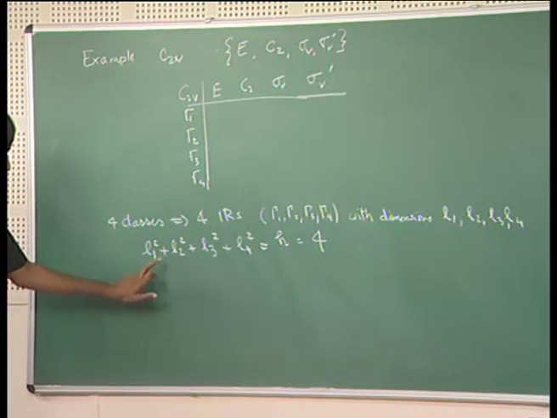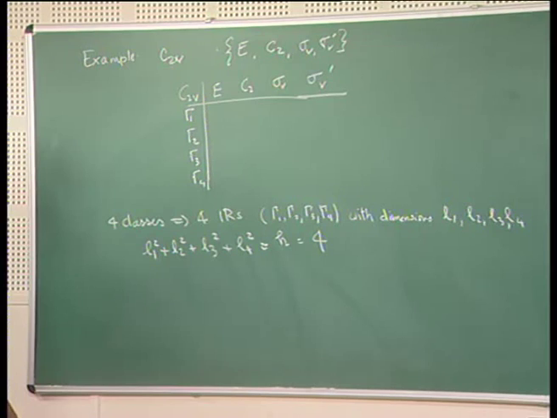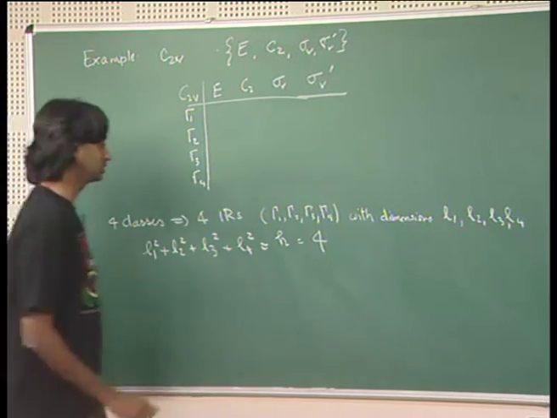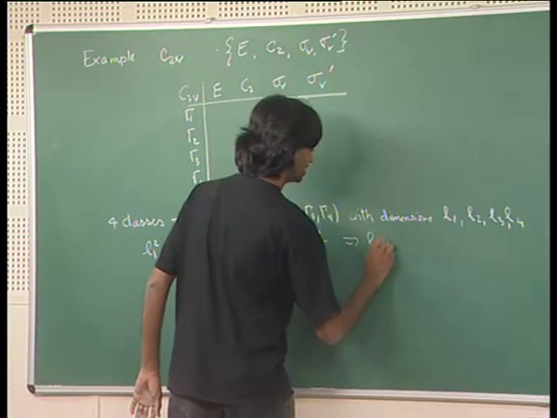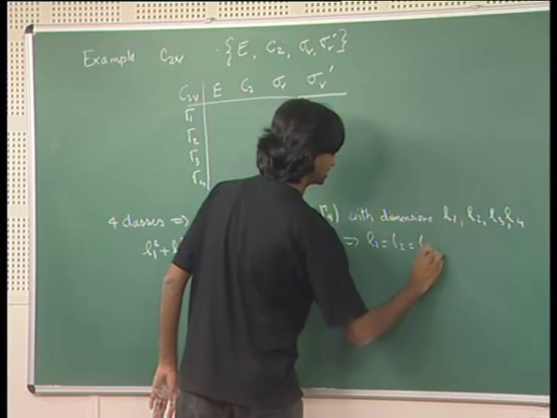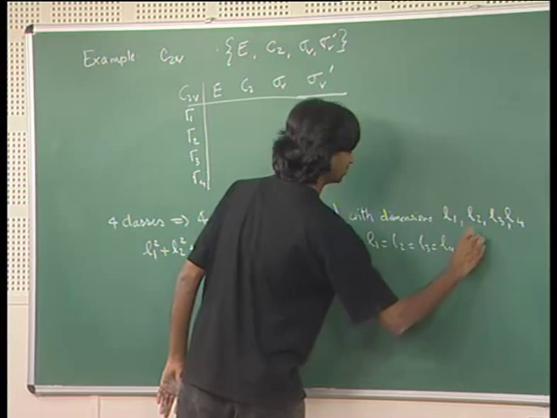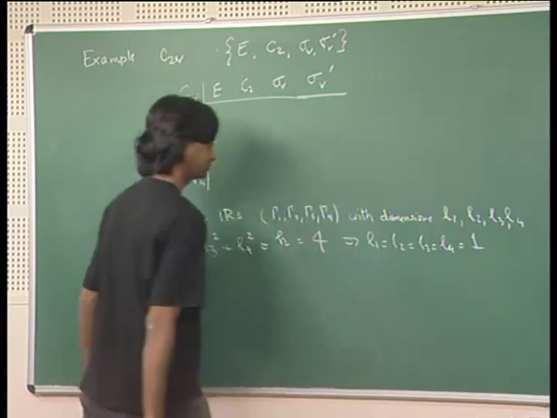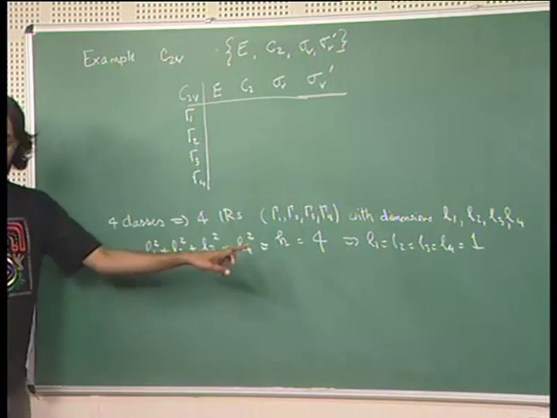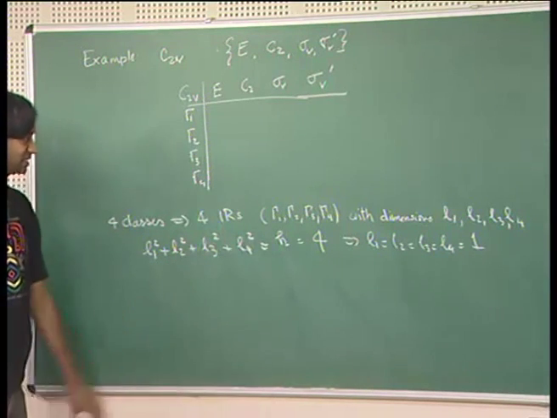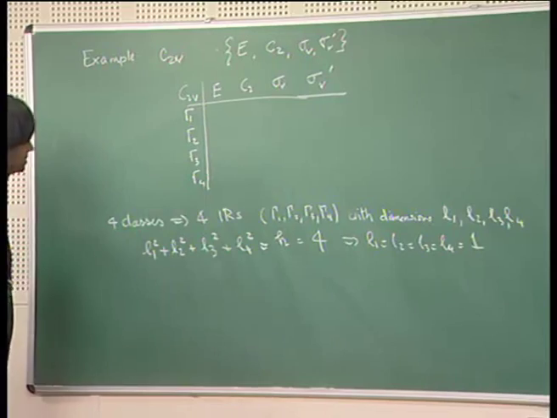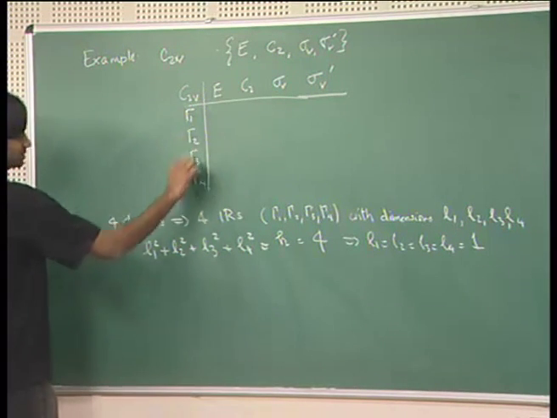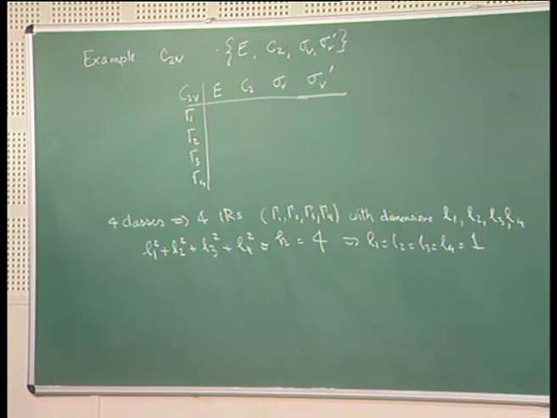Now, L1, L2, L3 and L4 have to be non-zero positive integers. So, this implies L1 equal to L2 equal to L3 equal to L4 equal to 1. So, immediately you can say that that is the only possibility. Therefore, each of these is a one dimensional representation.